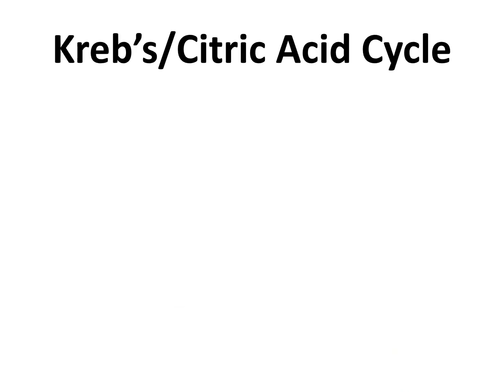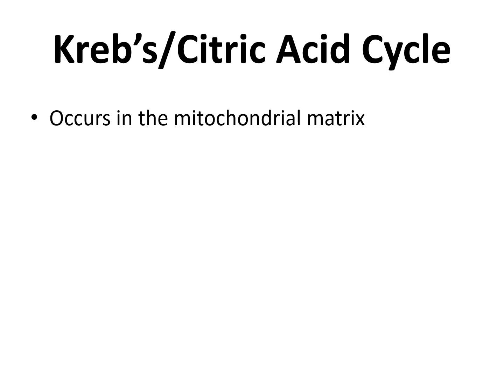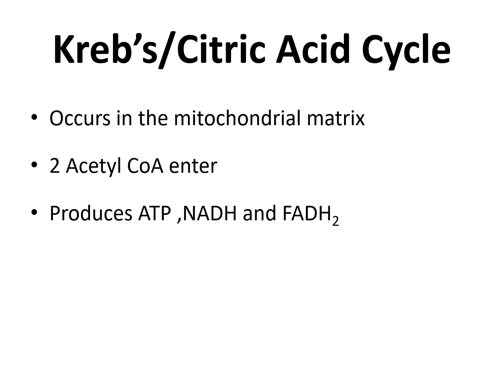The second stage in cellular respiration is the citric acid cycle, formerly known as the Krebs cycle. And this occurs in the mitochondrial matrix. The 2 acetyl-CoA enter this process. And as it goes through the process, it's going to produce ATP, readily usable energy, NADH, which is an electron carrier, and a second electron carrier called FADH2.